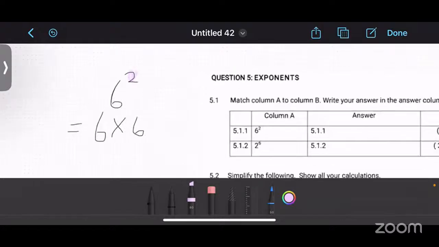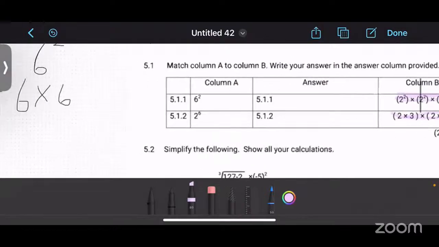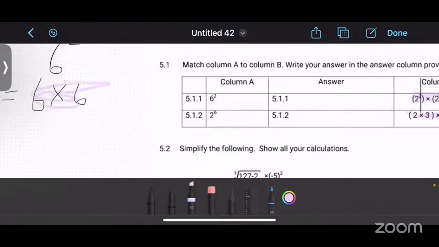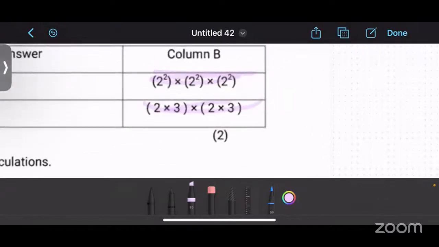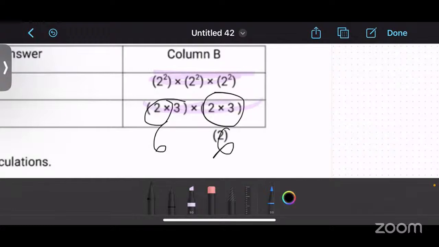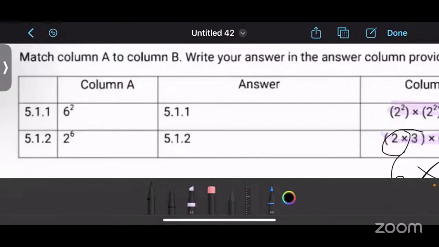And if you go here, you look at the column B, you have 6 multiplied by 6 being this one when you have removed the squared. And if you look here, the only one that looks like that is 1. It's 2 multiplied by 3 and 2 multiplied by 3, because we know 2 multiplied by 3 is 6. And then this means that it's the same as 6 multiplied by 6, which is the same as 6 squared. Are we clear?